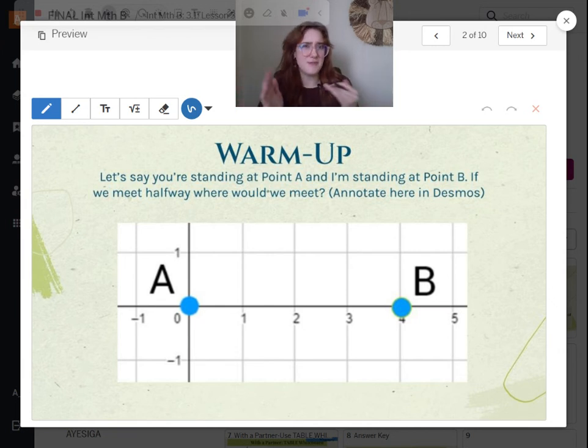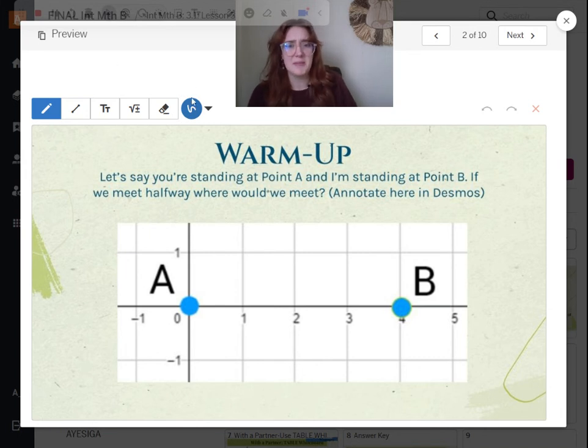If we meet halfway on this graph, where would that be? Where would we end up meeting up? So go ahead and try this on your own, annotate in Desmos, pause the video, and then we'll go over the answer in just a moment. All right, assuming that you have paused the video, you've got your work, let's check.